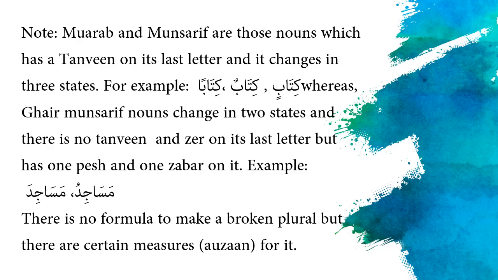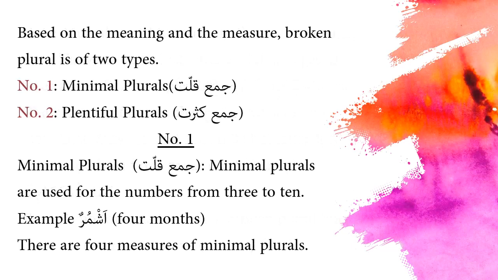There is no formula to make a broken plural, but there are certain measures, awzan, for it. Based on the meaning and the measure, broken plural is of 2 types. Number 1, minimal plurals, jama' qillat, and number 2, plentiful plurals, jama' kathurat. Number 1, minimal plurals, jama' qillat. Minimal plurals are used for the numbers from 3 to 10. Example, ashhurun, 4 months. There are 4 measures of minimal plurals.